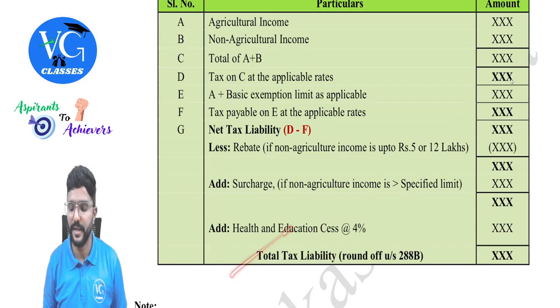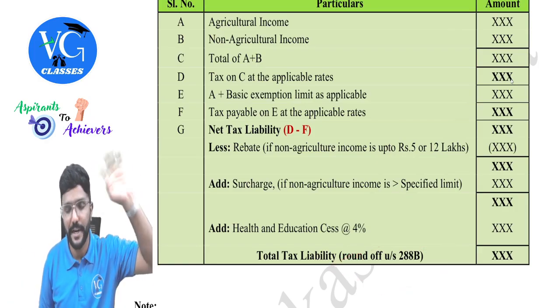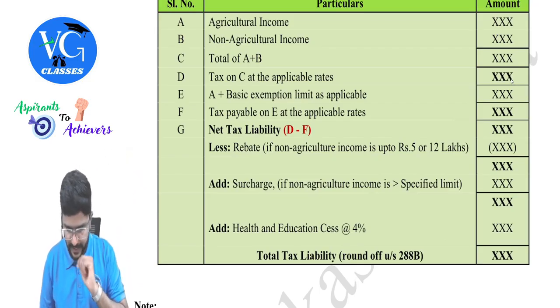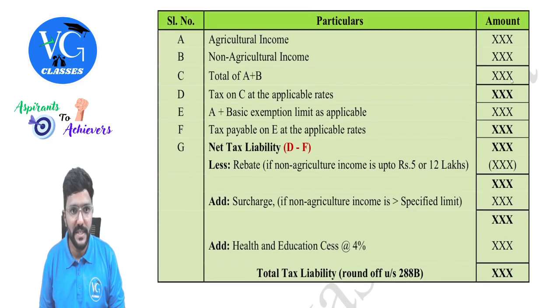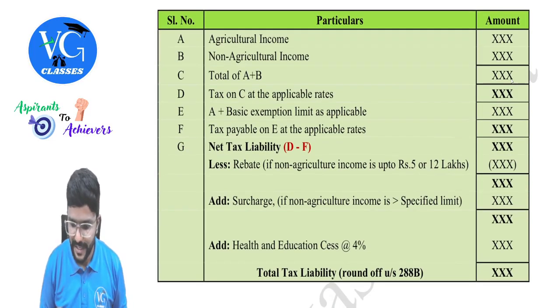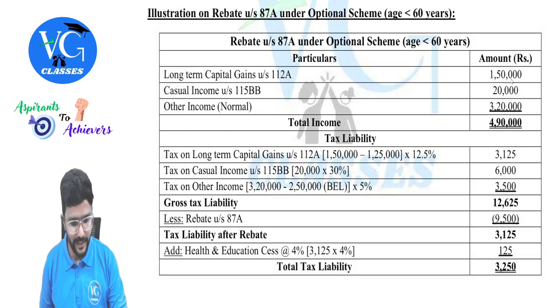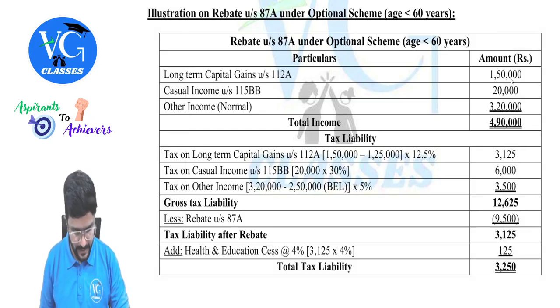Then the total tax liability. And if it is not rounded off to 10 rupees, you need to do it as per section 288B, which we already discussed. Okay, sir. Fine. Let me just try to explain this with a question, guys, so that you will get 100% clarity. Just a minute. Hold on.